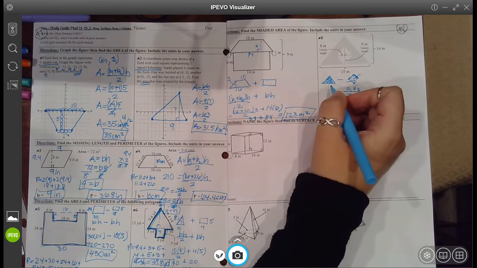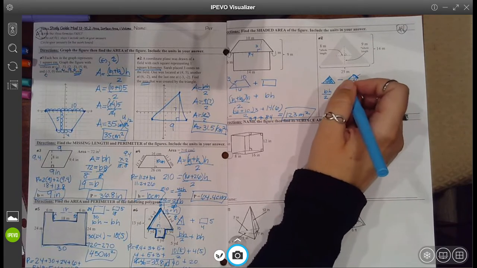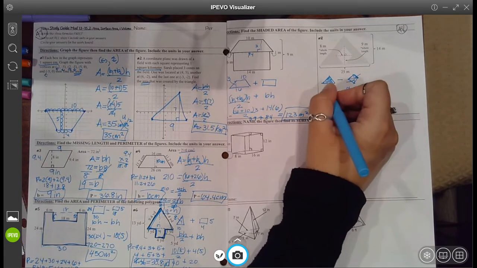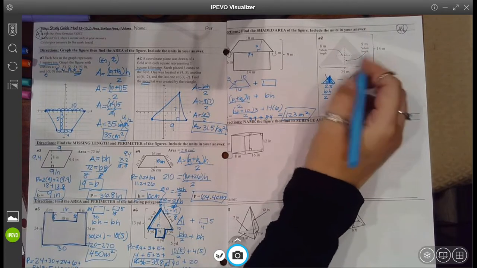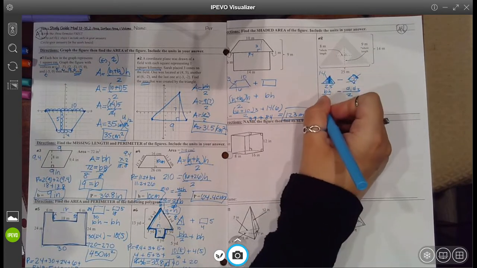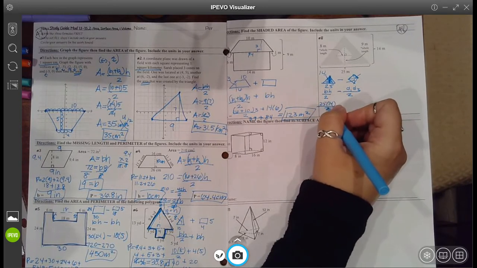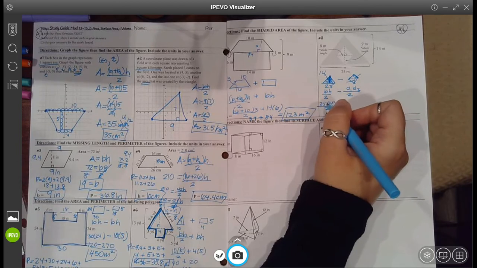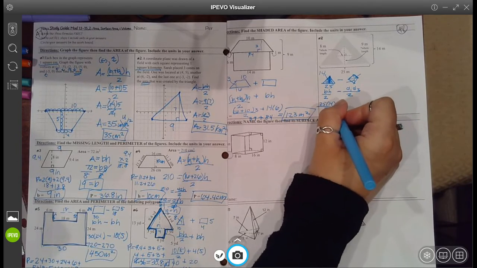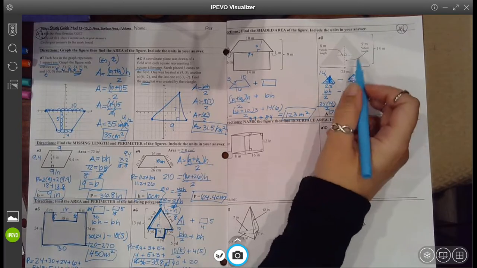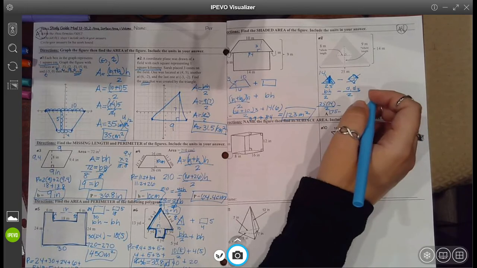The area of a triangle is base times height divided by 2. Okay, so the base length of the triangle is 25, and the height of that triangle is 14. So 25 times 14 divided by 2. Half of 14 is 7. 7 times 25, you get 175. Okay, so the area of the triangle is 175, but I need to subtract out that rhombus.